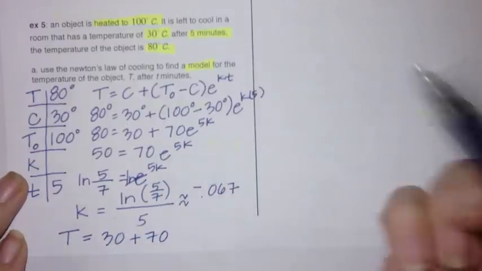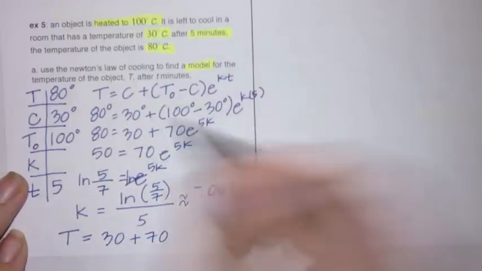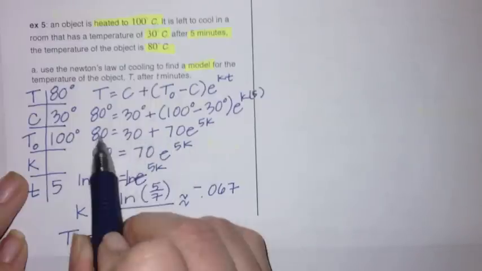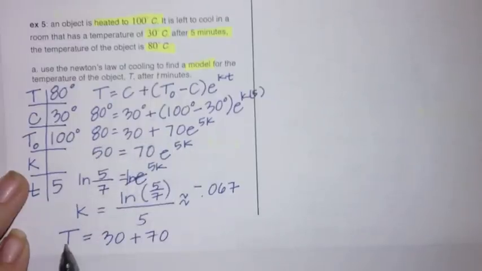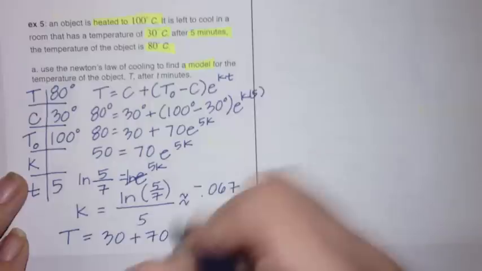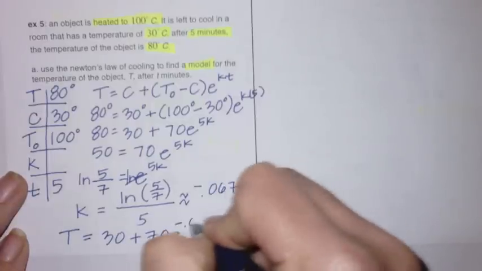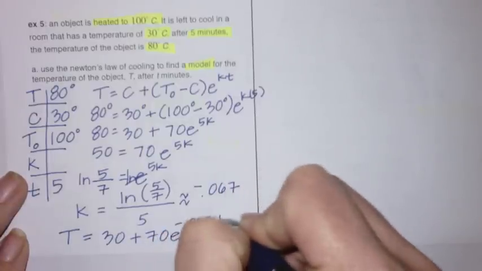So our formula is going to be 30 plus, I'm going to go back up to here, and instead of putting 80 as the final temperature, I'm just going to call it T, because the point is to be able to give someone, they give you a time and you can give them a temperature. And because it's cooling, we see that k is negative.